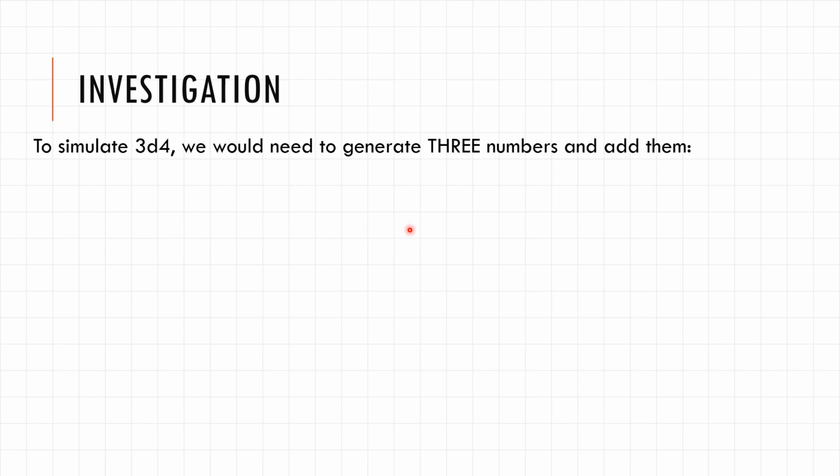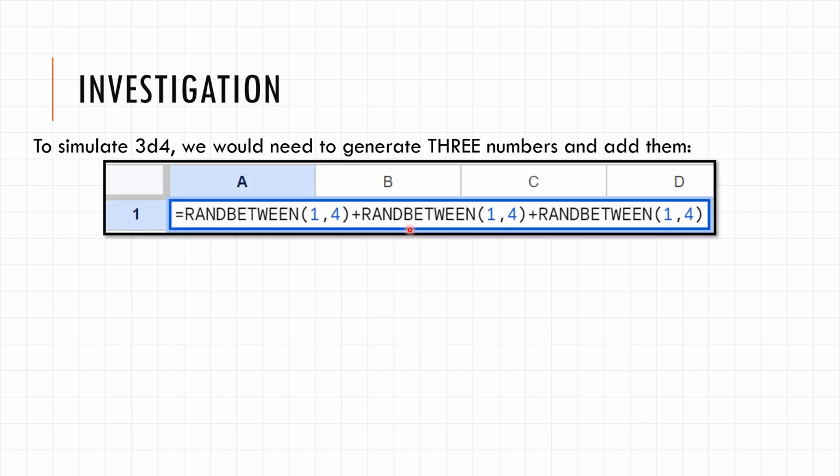So our formula would look something like this. RANDBETWEEN 1 and 4. This is one of the d4s. Plus RANDBETWEEN 1 and 4. This is the second die. Plus RANDBETWEEN 1 and 4. This is the third die. These are 3 dice. I've generated 3 different random numbers, and now I'm adding them together.